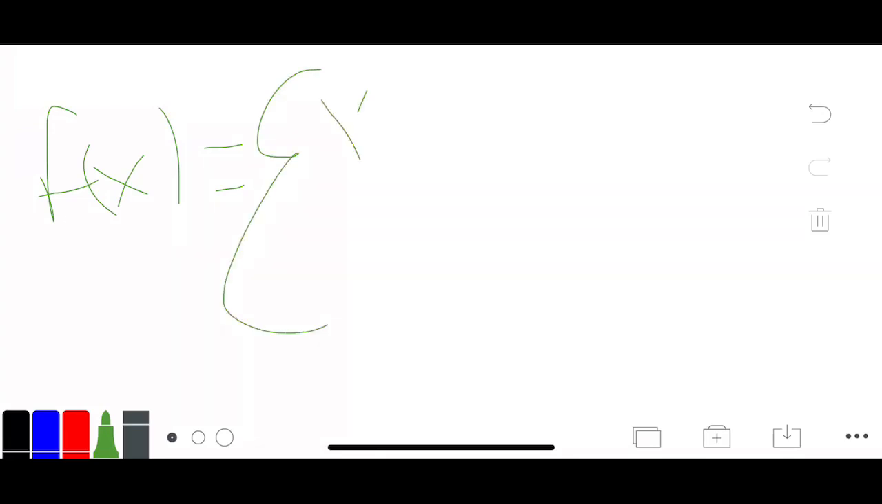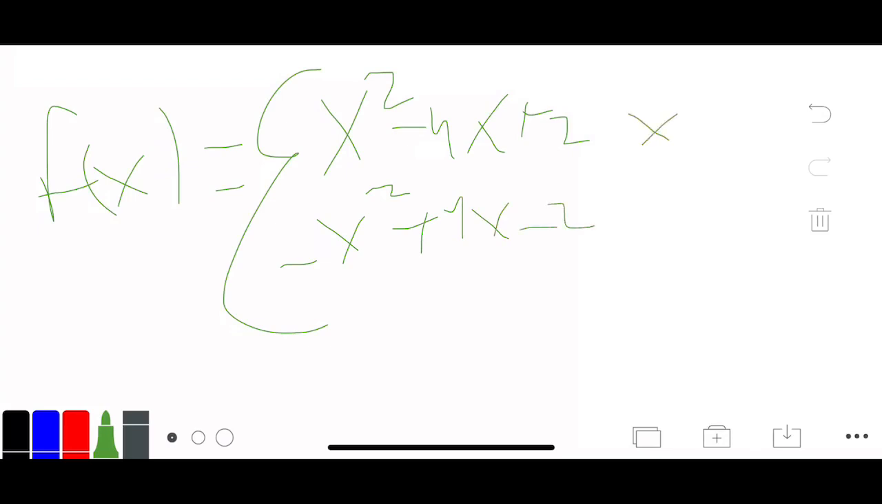Okay, so this is a piecewise function. You have f of x equals piecewise, which you have something up here, so it'll be x squared. It's gonna be kind of hard to fit because I can't write small because I'm writing with my fingers. Minus 4x plus 2, and then the bottom would be negative x squared plus 4x minus 2. And then you have your rules for them. So this is x is less than 2, and this is x is greater than or equal to 2.